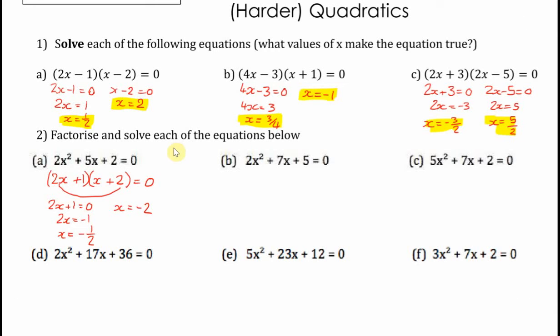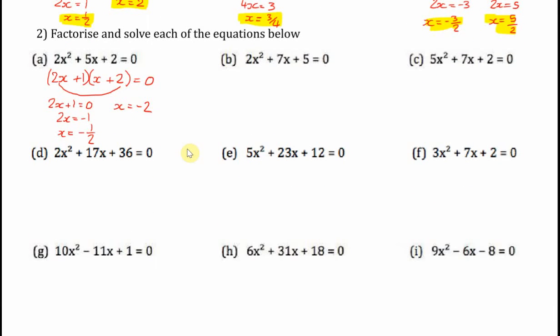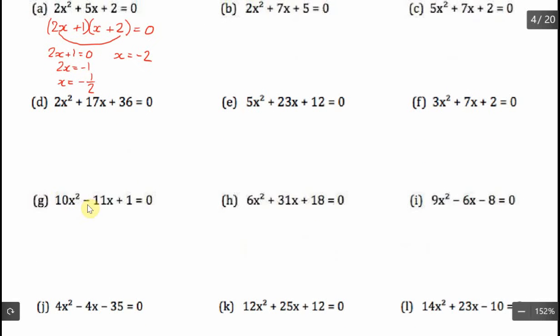I'm not going to do them all. I might just do one with some negatives in, and then I'll reveal the answers and you can mark your own. So I'm going to have a look at question G. G's harder in another way as well. Not only that it's got a negative, but we've got 10x squared here, and there are two ways of getting 10x squared. You could either have 10x times x, or you could have 5x times 2x.